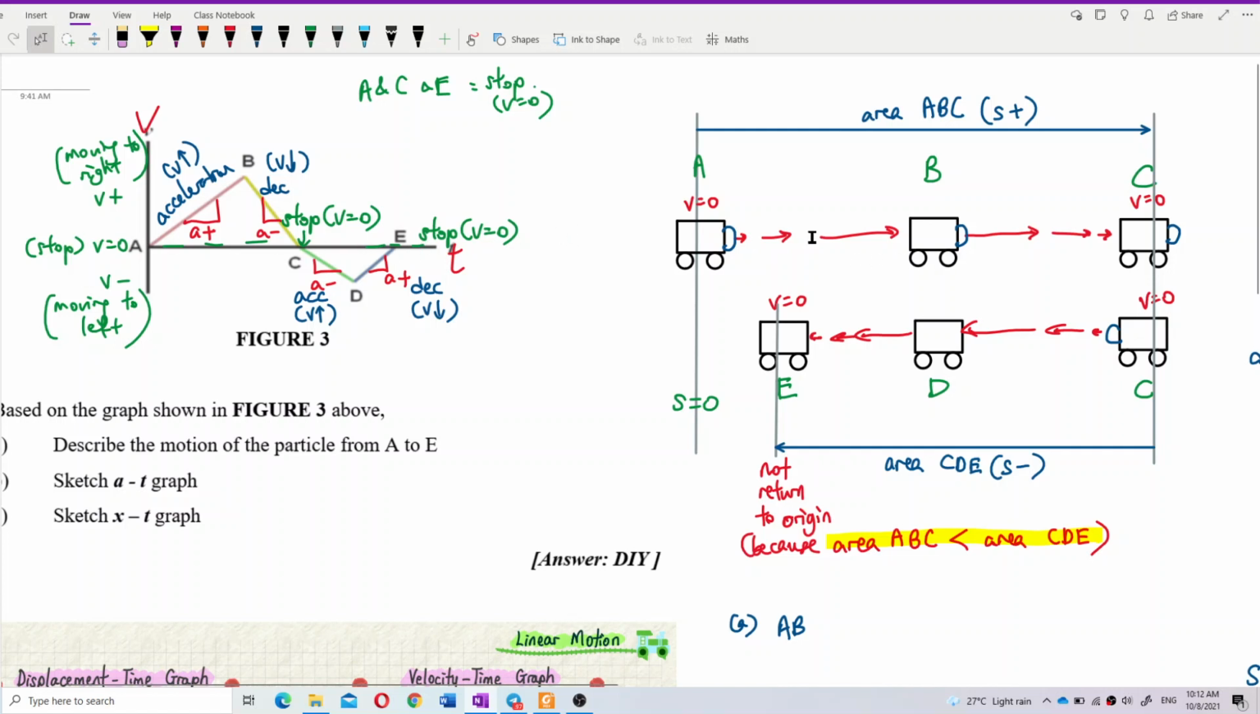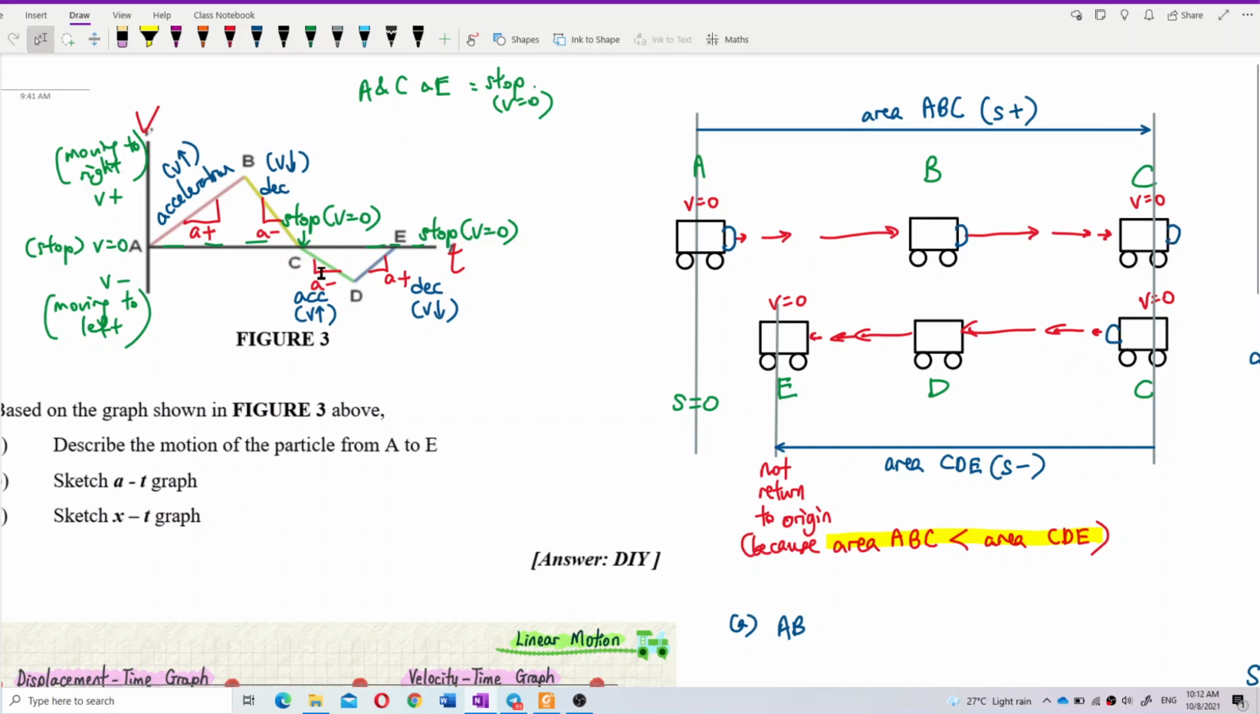Okay. So at A, the car stops. At C, the car stops. And then finally at E, the car also stops. You see that? Okay. So B to C is still moving to the right because velocity is positive, but the velocity decreases, decelerates until it becomes stop.